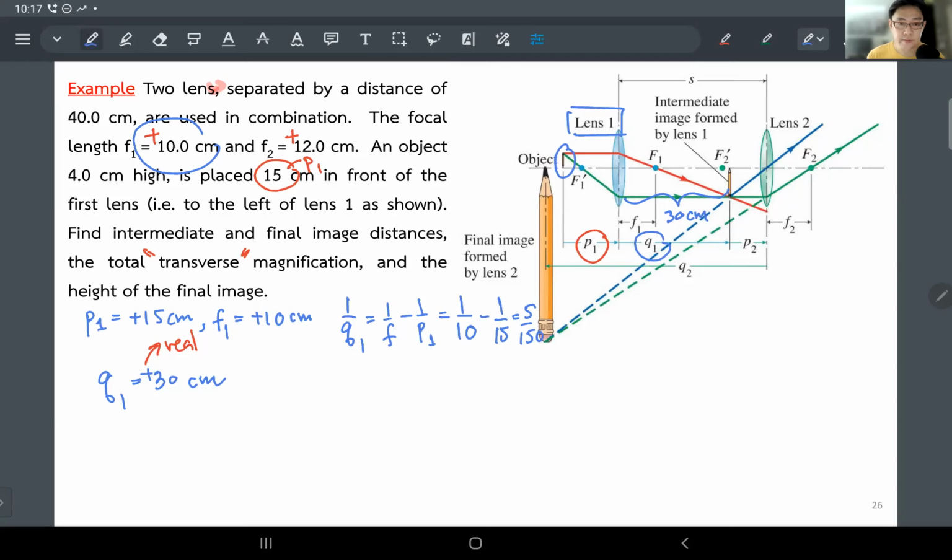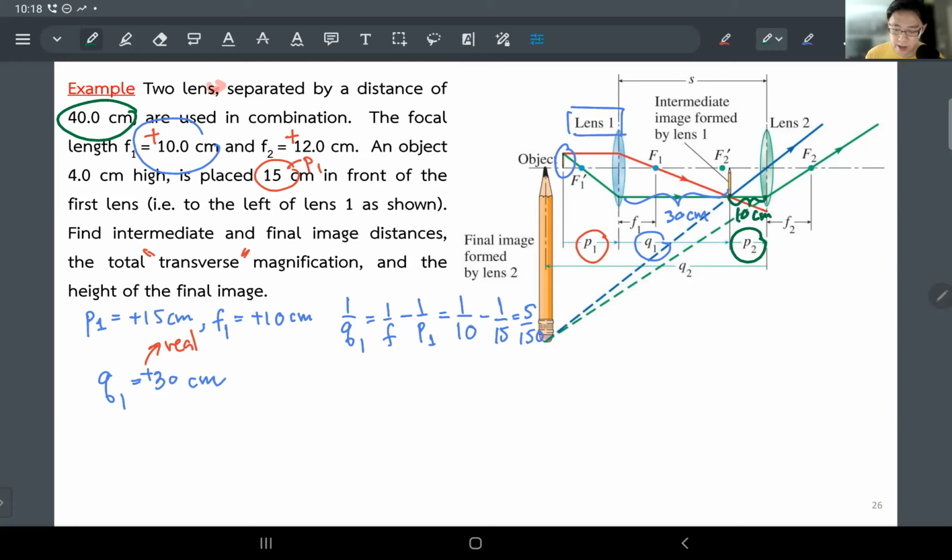All right, nice. So what we have next is we're going to treat this image as an object for lens 2. So you just have to recalculate what should be your new, or your second lens, object distance. And because they already said these two lenses are separated by a distance of 40 centimeter, and you already have the 30 centimeter of the image from lens number one, that means your object distance is going to be 10 centimeter. You guys with me so far?